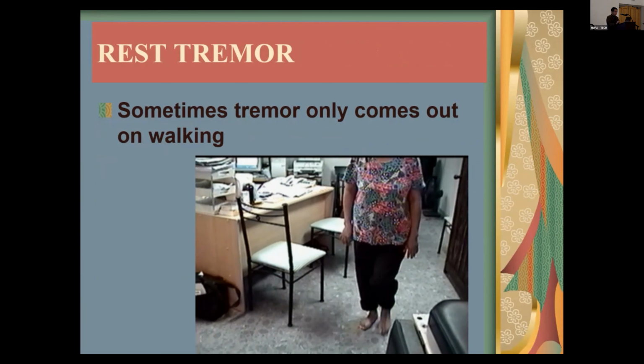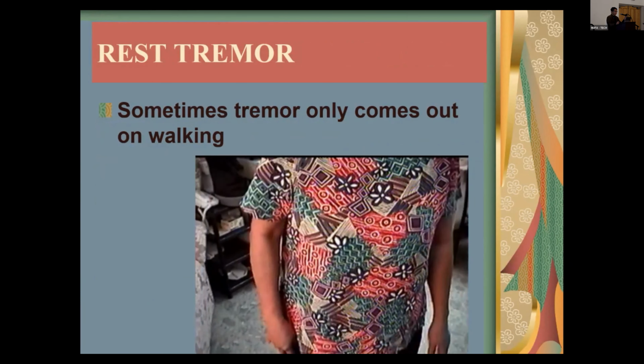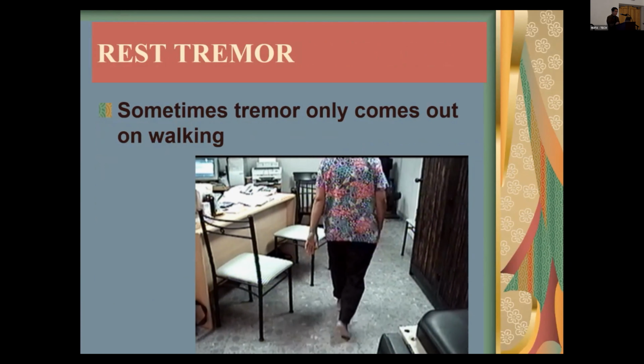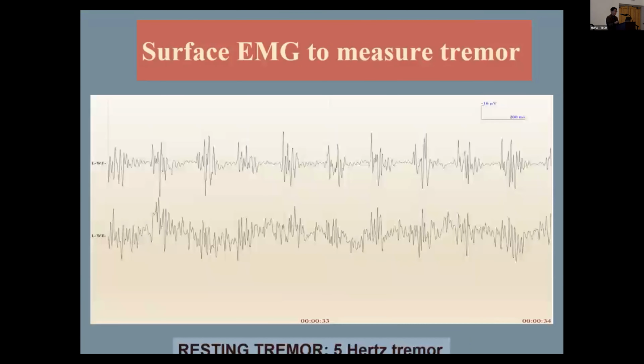And then sometimes the tremor comes out only when they're walking or distracted. Like for instance, this tremor of the right hand, you see more evidently when she walks. And I have some patients where the tremor really is not apparent while they're sitting in front of me, and I have to make them walk down the hallway and see whether the tremor comes out.